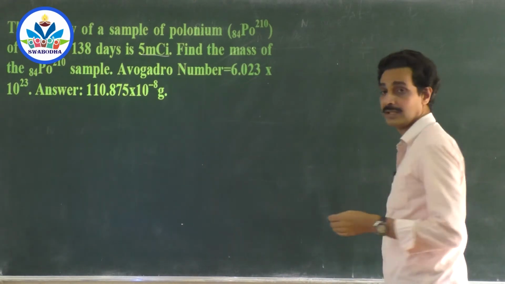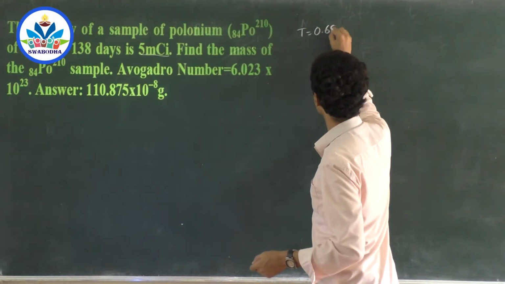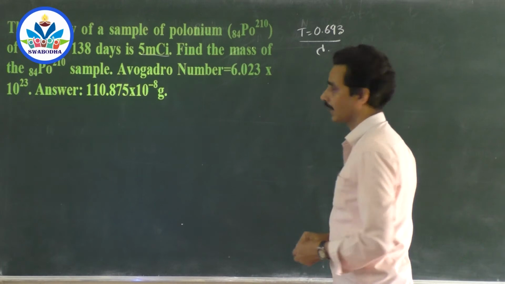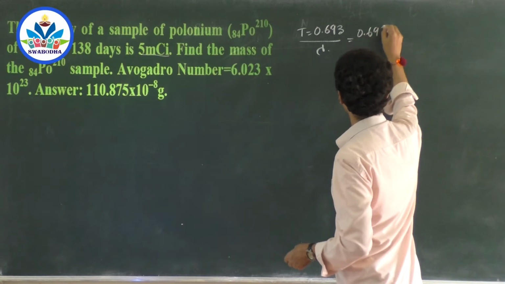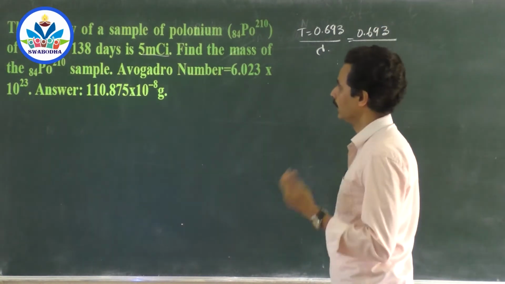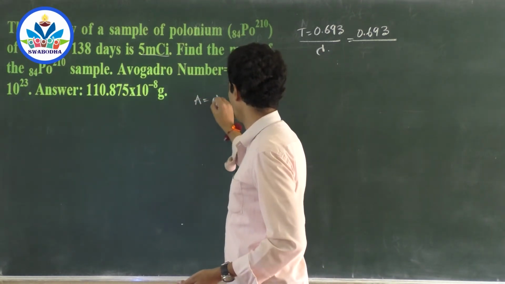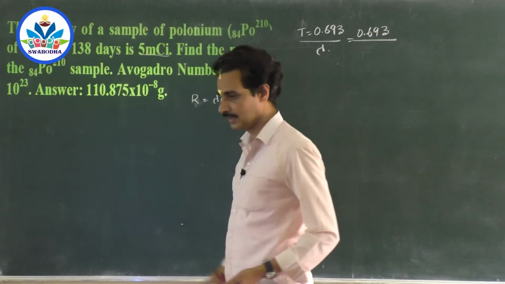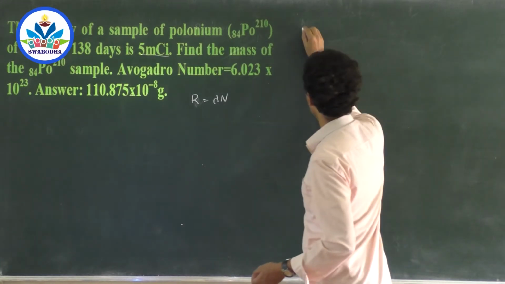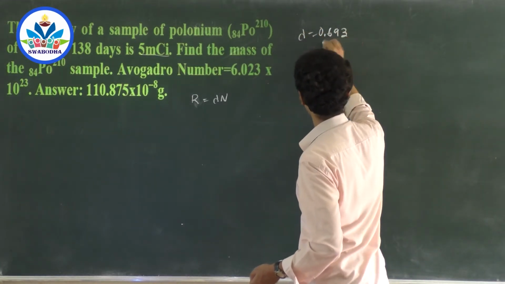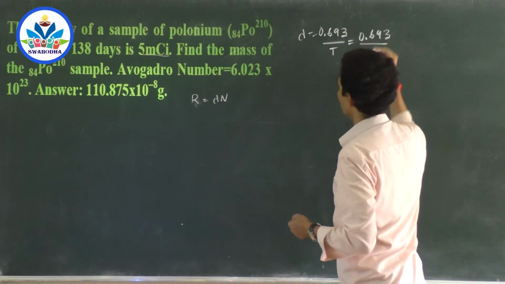So how can you calculate lambda from the half-life of the sample? Half-life is 0.693 by lambda, correct? Because I want to use this formula, R is equal to lambda N, activity is lambda N, so I want lambda. Lambda is equal to 0.693 by half-life, that is equal to 0.693 divided by the half-life.